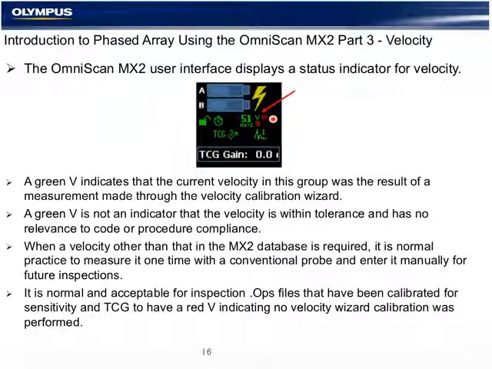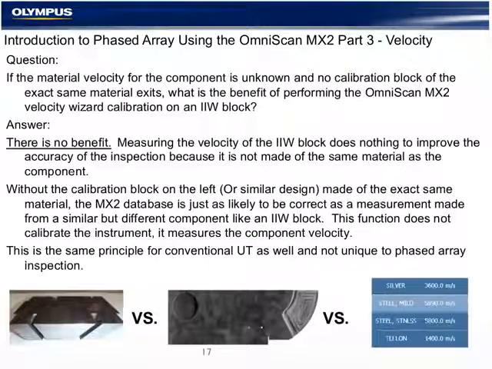So a question: if the material velocity for the component is unknown, what is the benefit of performing the OmniScan MX2 velocity wizard calibration on an IIW block? In reality, there is no benefit other than verifying the instrument's ability to measure velocity. Only in a block made from the exact same material will a true velocity, giving us the true angle in the material, be possible. But as conventional tradition for UT, it's often verified on this block with a 50 or 100 millimeter radius. And again, we would recommend selecting it from the database in the instrument if this block is not available.